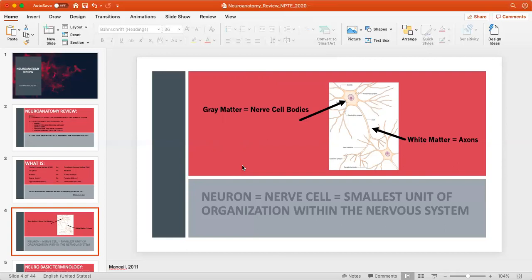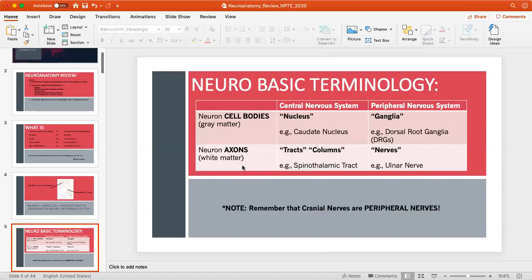Whether that's muscle or another effector organ or sensory organ, those axons are going to be the communication between those two cells. Axons are going to be white matter, and they're going to show up as white commonly because of the myelin, or the fatty covering around the axon. Not all axons are myelinated, but we're going to see those show up on imaging or gross dissections as white matter.